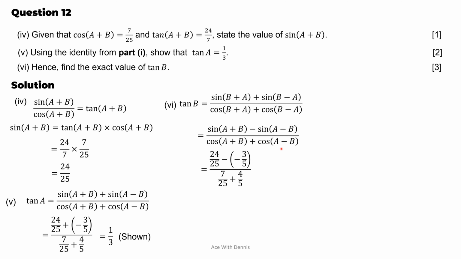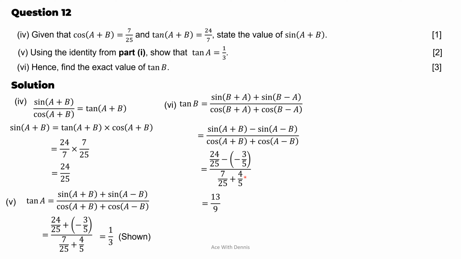Okay, so after that, we just substitute all the values that we have. Sine (A plus B) is 24 over 25 minus sine (A minus B), which is negative 3 over 5. Cosine (A plus B) is 7 over 25. Cosine (A minus B) is 4 over 5. Then we just calculate the value, and the answer is 13 over 9.